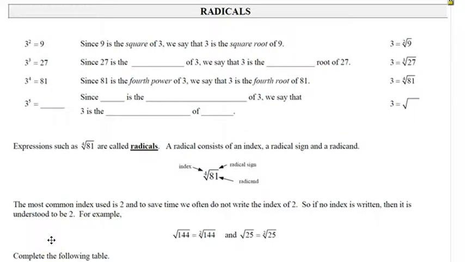3 squared is 9. Since 9 is the square of 3, we say that 3 is the square root of 9. So 3 is the square root of 9. 3 cubed is 27. Since 27 is the cube of 3, we say that 3 is the cube root of 27, right? Written mathematically, that's 3 equals the cube root of 27.